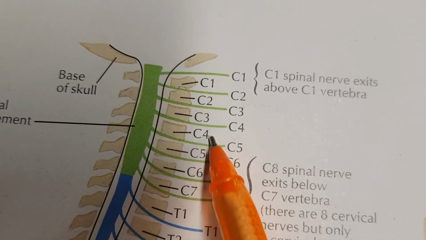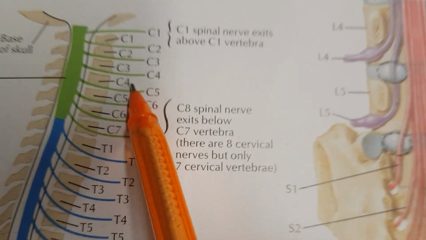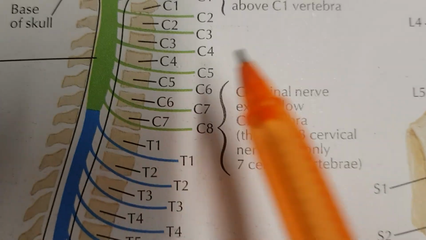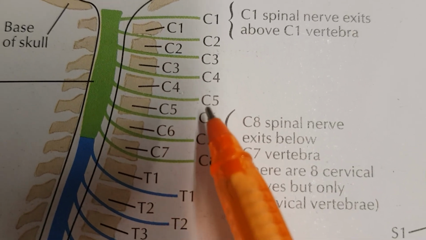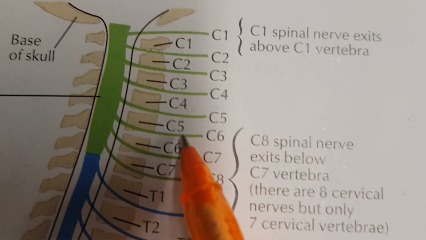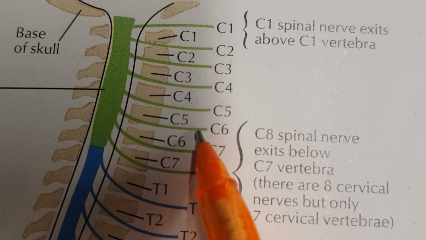So C4, shoulder girdle elevation. We are all dealing with myotomes, testing the strength of your muscles. And then C5, you test shoulder abduction.